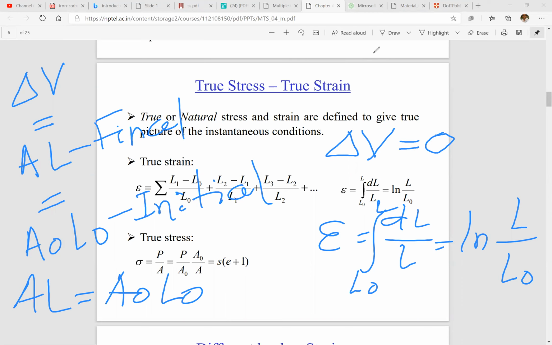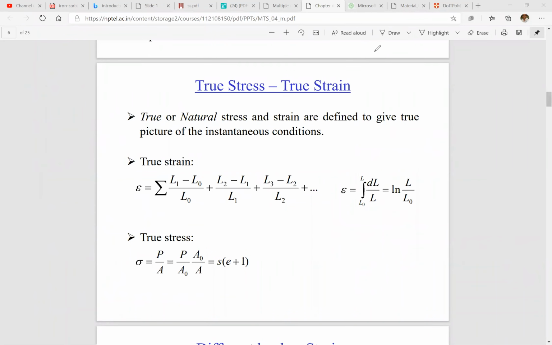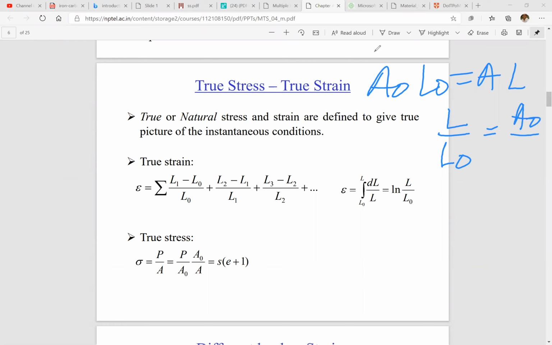In the same format, we can write A0 L0 equals A L. So L by L0 equals what? A0 by A. You can write in that format also.